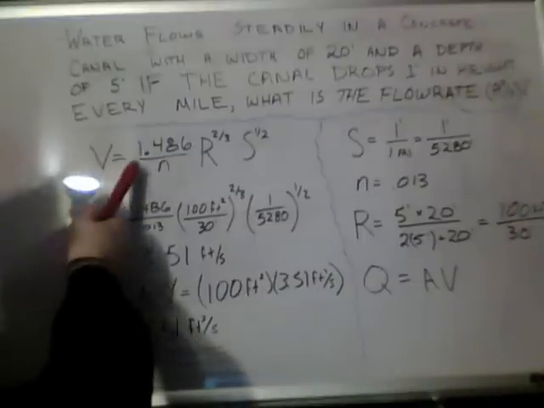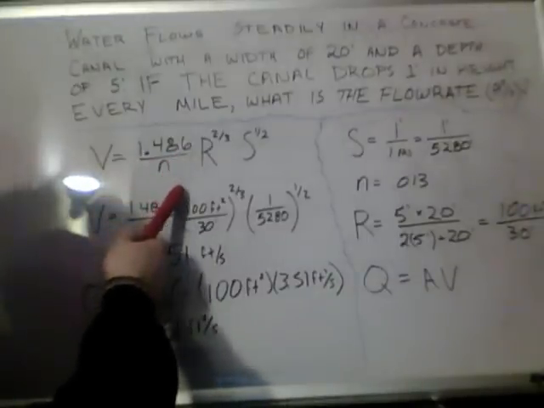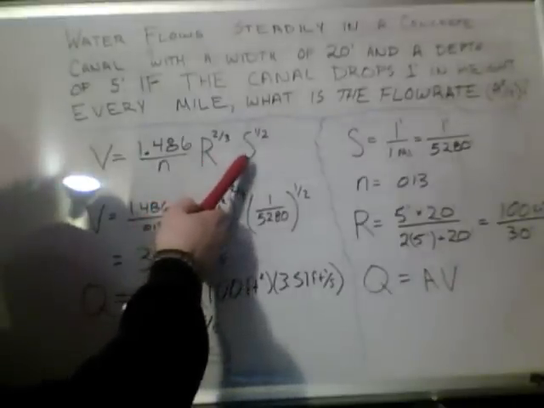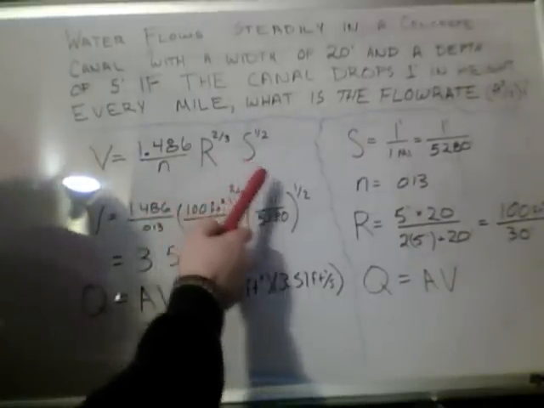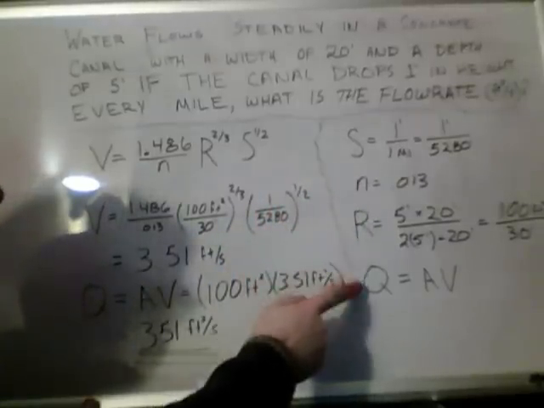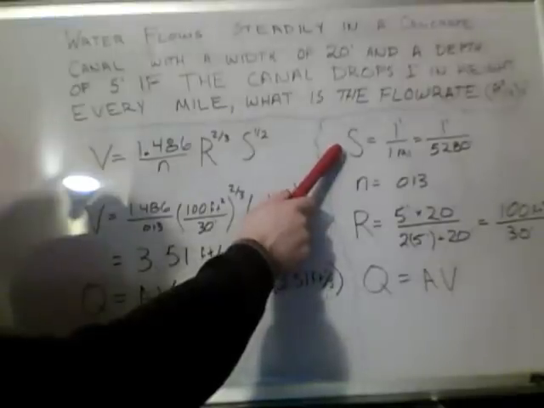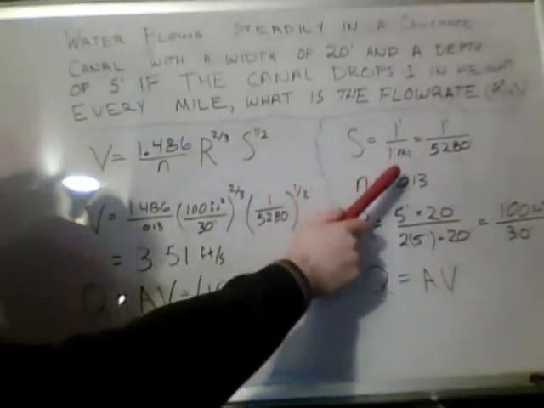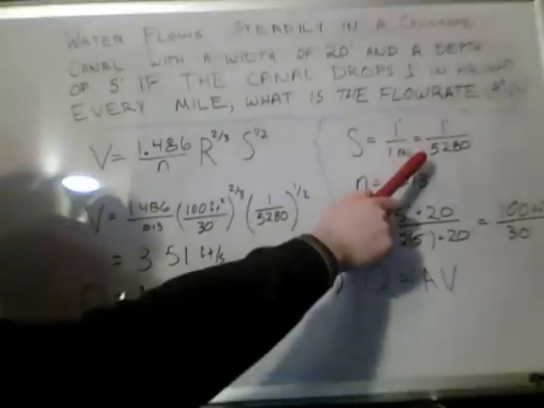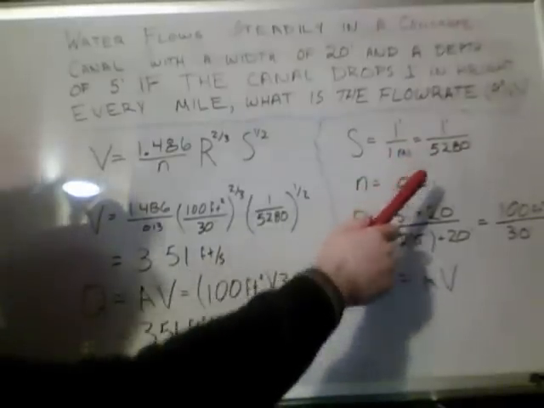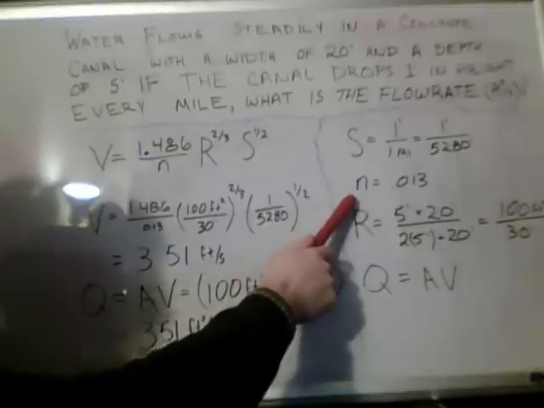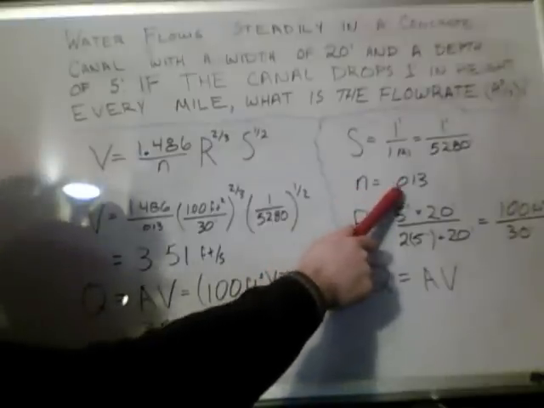So we're going to use our Manning's equation right here. Remember, V is equal to 1.486 over n times the hydraulic radius r to the 2/3 times your slope to the 1/2. Over here I've gone ahead and written out our known values real quick. Our slope is 1 foot per mile, and of course that's equal to 1 foot per 5,280 feet in length. My Manning's coefficient n, in this case, is 0.013.